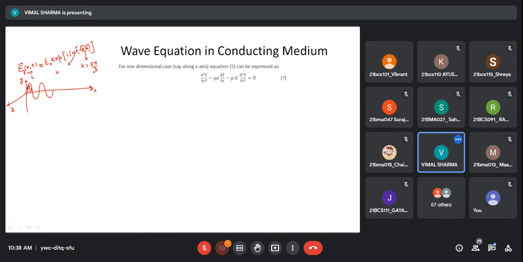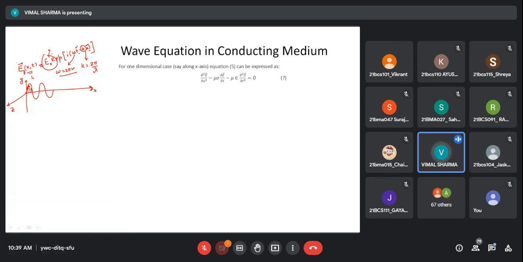Omega is angular frequency, which is 2 pi nu, the angular frequency of the electromagnetic wave, and this is the amplitude of this electromagnetic wave. Here we are assuming that the amplitude is constant. I'm interested in finding a relation between these unknowns, that is k, omega, and amplitude, when an electromagnetic wave propagates through a conducting medium. So let us see what is the relation between these parameters.